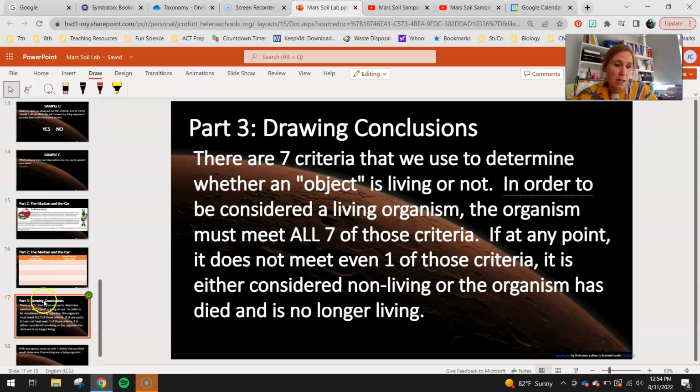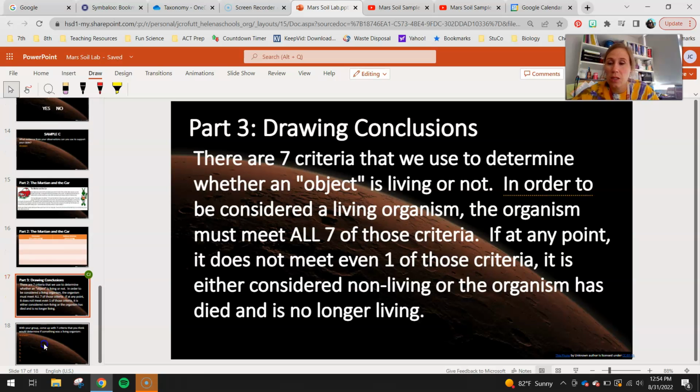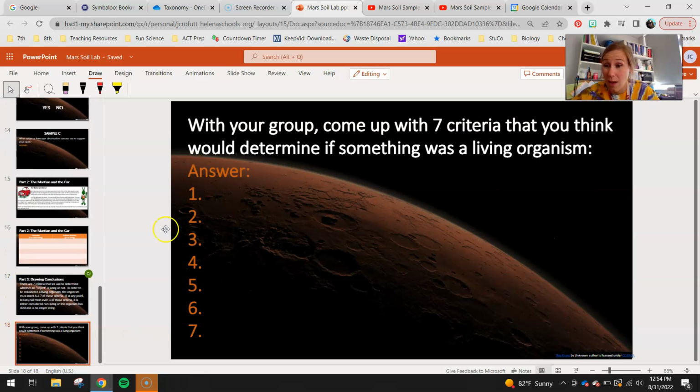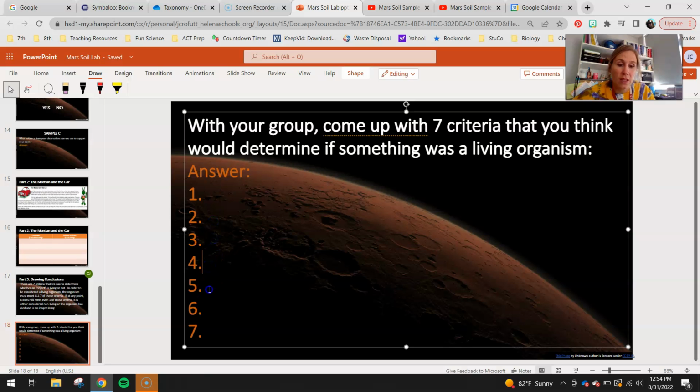So I want you guys to think about what 7 things we can use to determine if an object is living or not. Keep in mind that again, they have to meet all 7 of these things. So I want you to list 7 reasons as to why something might be considered living, or criteria. Again, don't Google these. I don't want to know what the internet knows. I want to know what you know, and I'm going to give you the right answer. So I just want you to do this as a little brainstorm activity. Again, it's okay if you're wrong. We're going to learn the right answer. So go ahead and complete that.